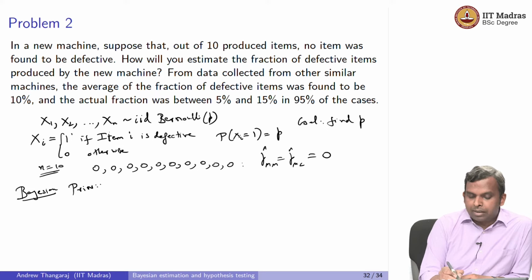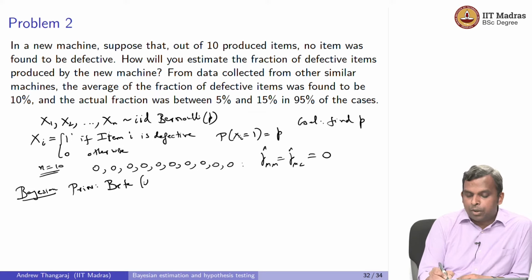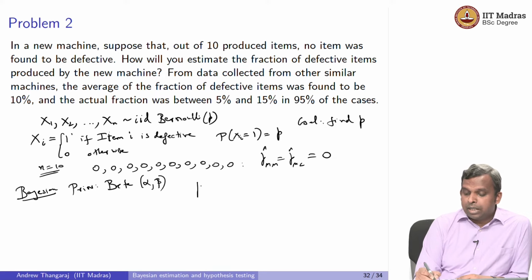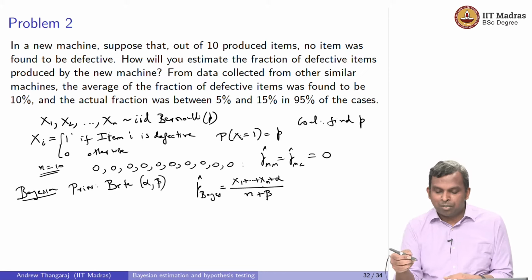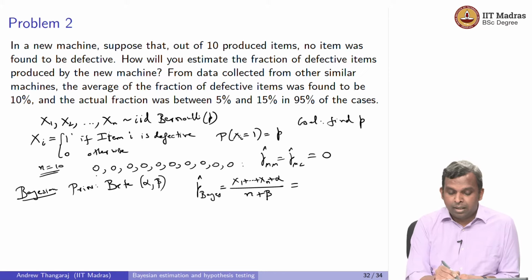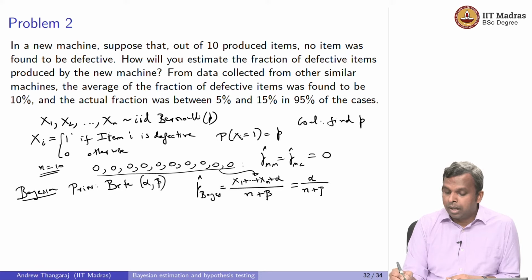I'll do a prior with Beta(alpha, beta) distribution. I don't know what alpha and beta are, but once I do this, I know that my p hat Bayes is going to be summation x_i, x_1 up to x_n, plus alpha, divided by n plus beta. Okay, so now you start doing something interesting, right? So in this particular case, for this particular set of samples, this works out to alpha by n plus beta. So n is 10, so it's alpha by 10 plus beta.